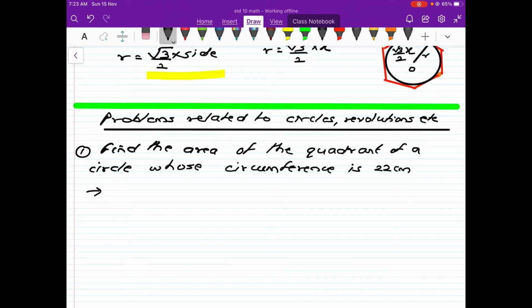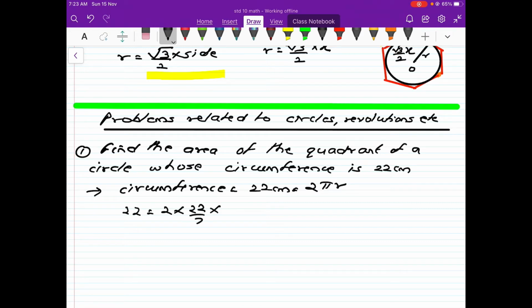So the first thing is, we have to write the circumference is given by 22 centimeters. It is given by 2 pi r. Now from this we can calculate. So 22 is equal to 2 into 22 by 7 into r. We can just cancel out the 22 and 22. So r is equal to 7 upon 2, which means it is 3.5 centimeters.